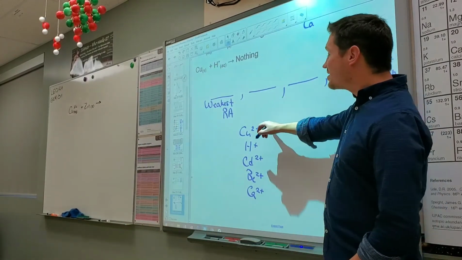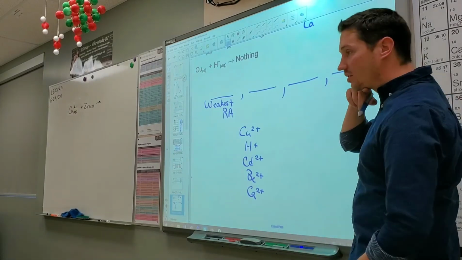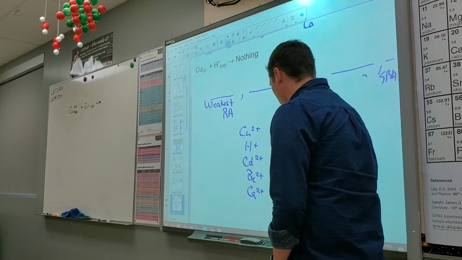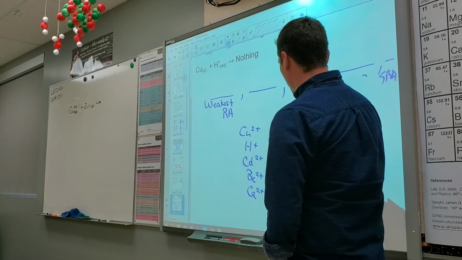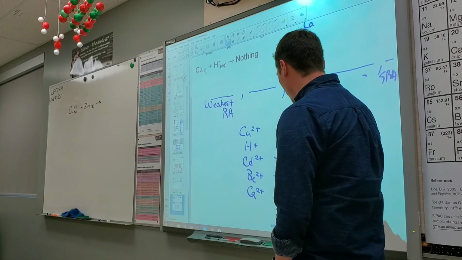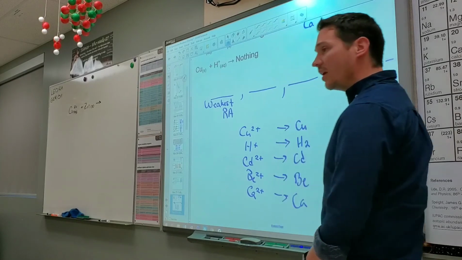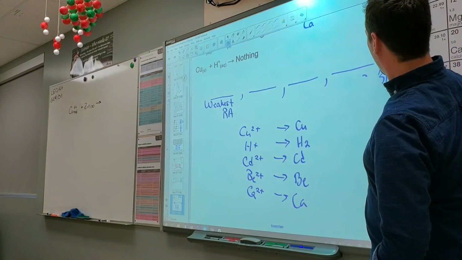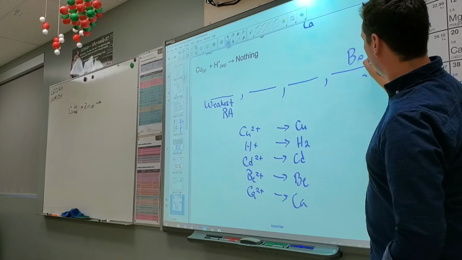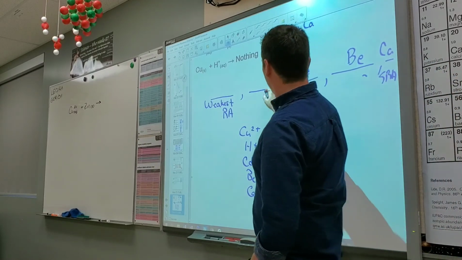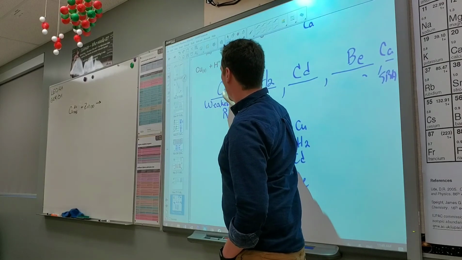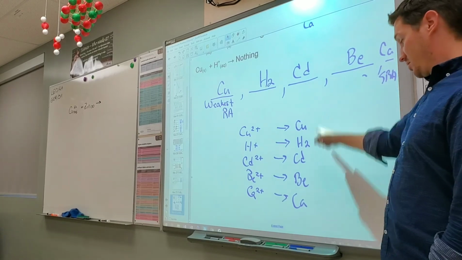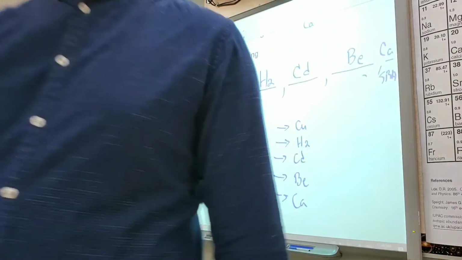Now, are these reducing agents or oxidizing agents? Oxidizing agents. So we could turn them into reducing agents. So copper metal, hydrogen gas, cadmium metal, beryllium, and calcium metal. Where's your strongest reducing agent? At the bottom, right? So calcium, then beryllium, then cadmium, then hydrogen, and then finally copper. Why did I not put any charges? Because all of these are atoms.